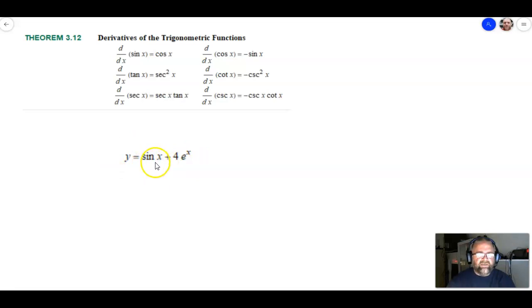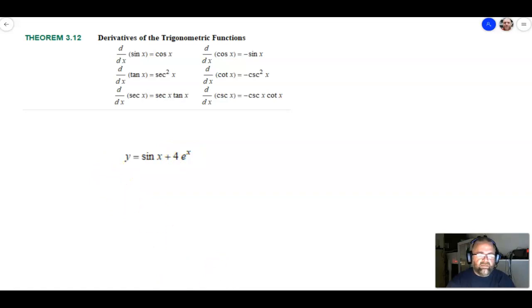So we have the sine of x plus 4 times e to the x. So go ahead, see how far you can get, and then we'll unpause the video, and we will go through the solution. All right, so remember the derivative of the sums, we can break this into this. We'll find the derivative of sine of x and then the derivative of 4e to the x. So this is a pretty easy one here.